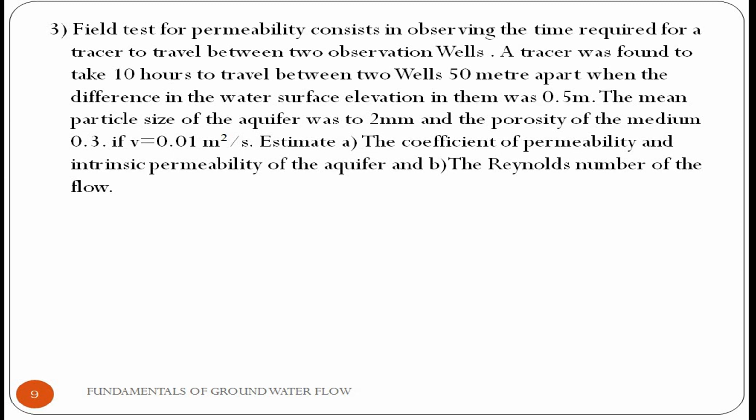So we will work one more problem here. A field test for permeability consists in observing the time required for a tracer to travel between two observation wells. A tracer was found to take 10 hours to travel between two wells 50 meters apart when the difference in the water surface elevation in them was 0.5 meter. The mean particle size of the aquifer was 2 mm and the porosity of the medium is 0.3. If nu is equal to 0.01 meter square per second, estimate the coefficient of permeability and intrinsic permeability of the aquifer and the Reynolds number of the flow.